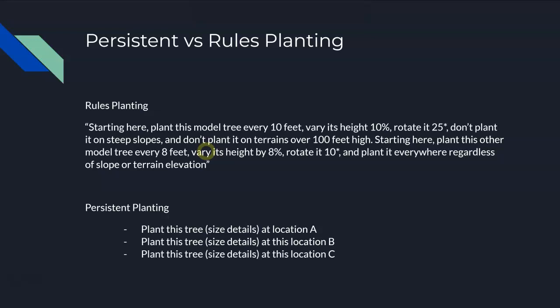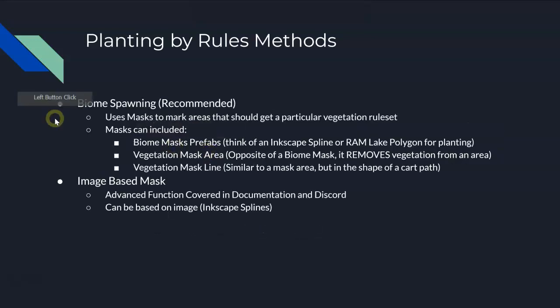So we got rules, and then we got persistent planting, which is more of a list of trees and where they're located. And you can convert rules-based trees to persistent planting trees. But what you can't do is convert persistent planting trees back to rules. And that should logically make sense. You just can't all of a sudden make up rules on all these things that are planted by this list. So rules planting and persistent planting.